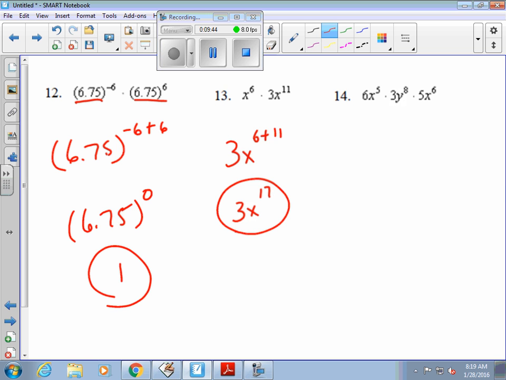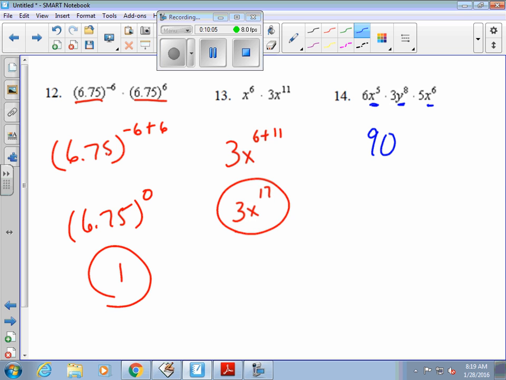6x to the 5th times 3y to the 8th times 5x to the 6th. Multiply 6 times 3 and get 18, and 18 times 5 and get 90. So you have 90 when you multiply those three numbers by each other. x times y times x. Remember, it doesn't matter what order you multiply in.